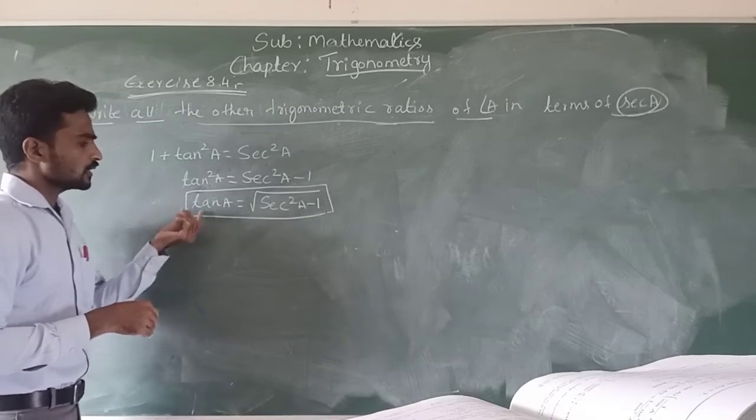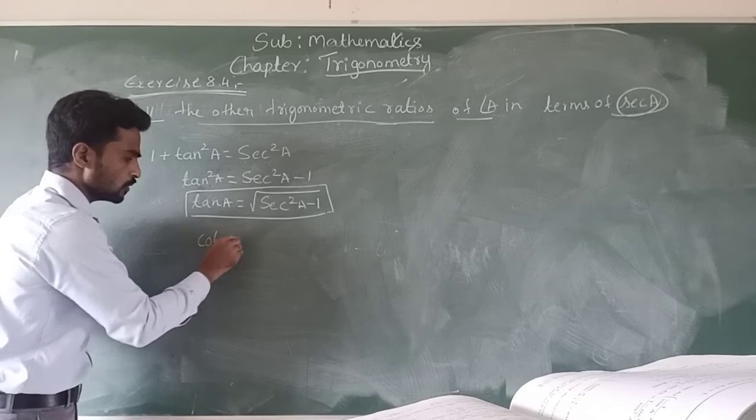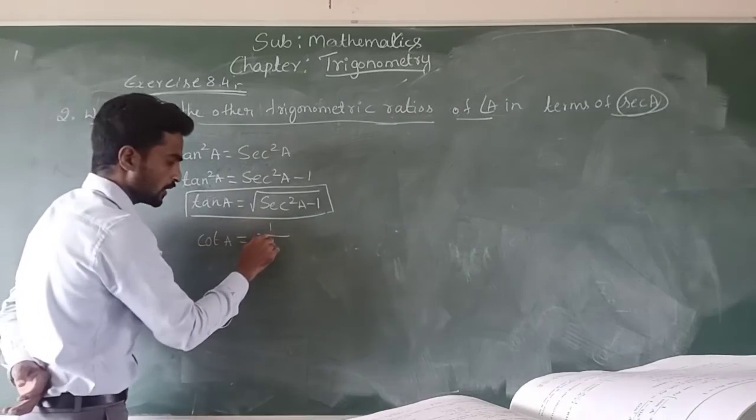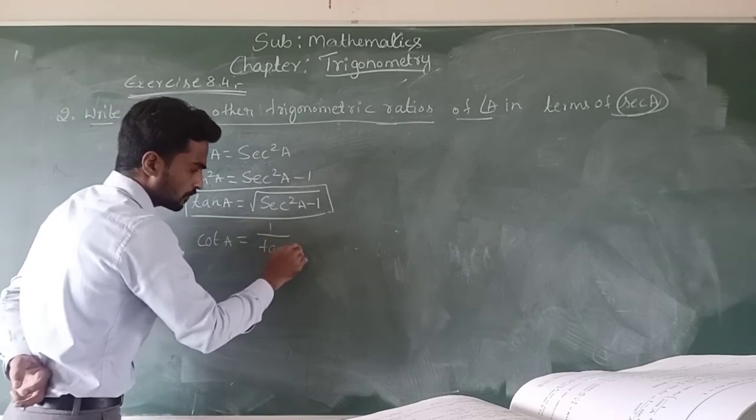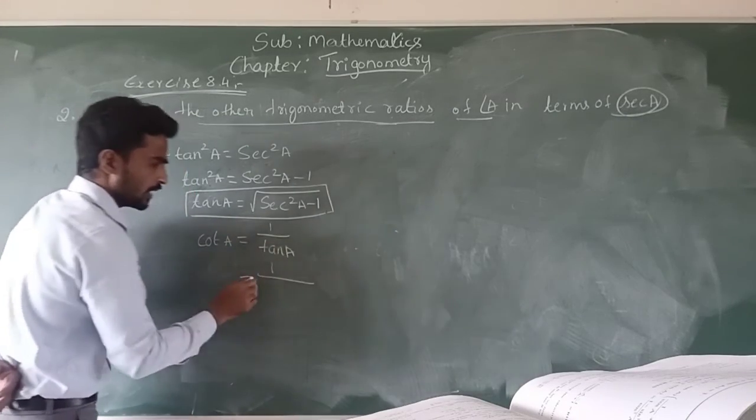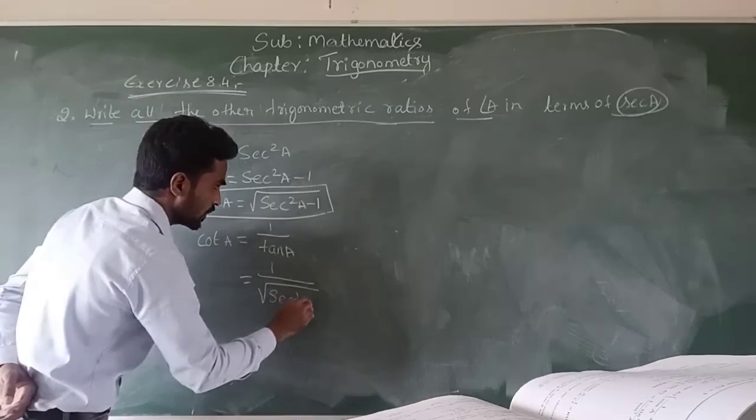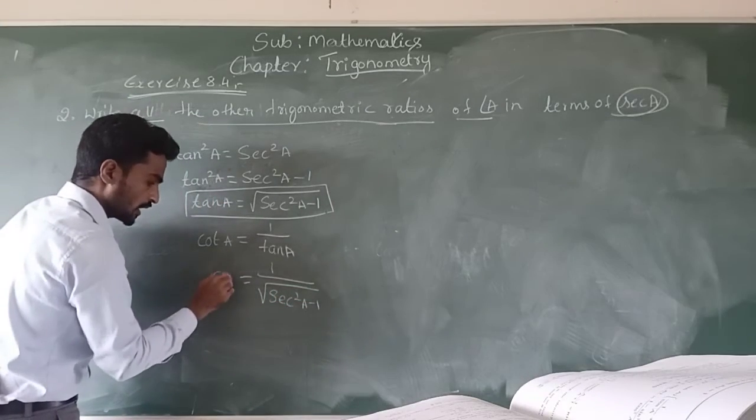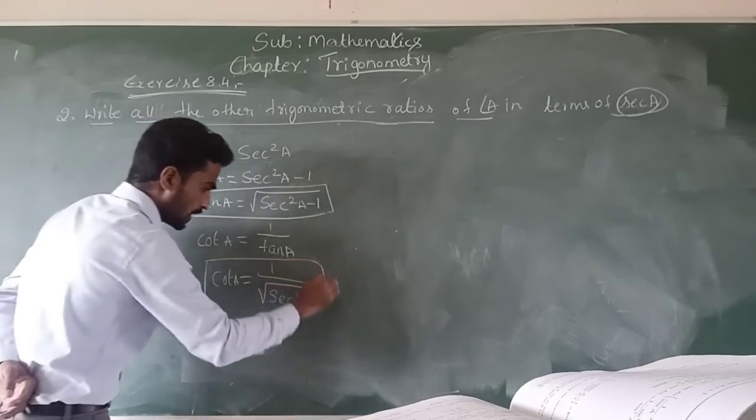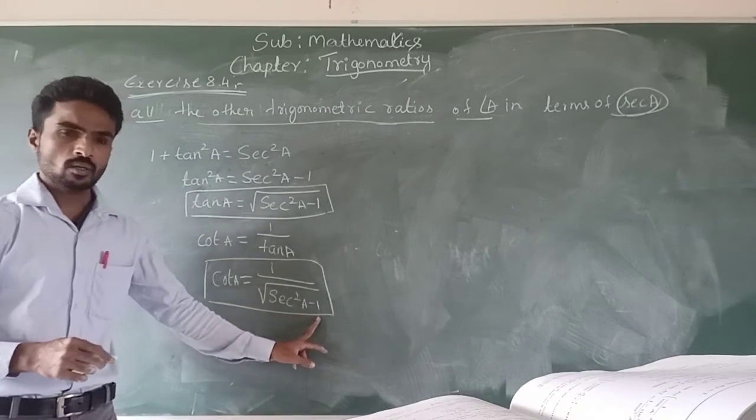We already know that tan A and cot A are reciprocal to each other. Then cot A is equal to 1 divided by tan A. Now substitute the value of tan A in terms of secant A. We get cot A is equal to 1 divided by square root of secant square A minus 1.